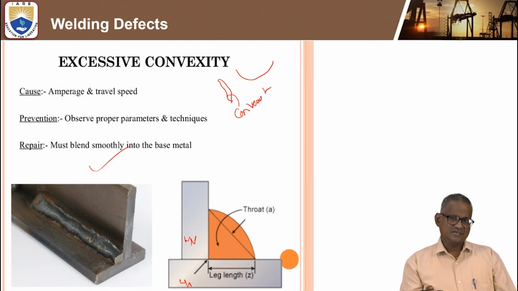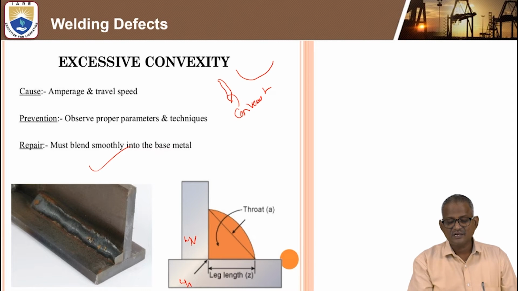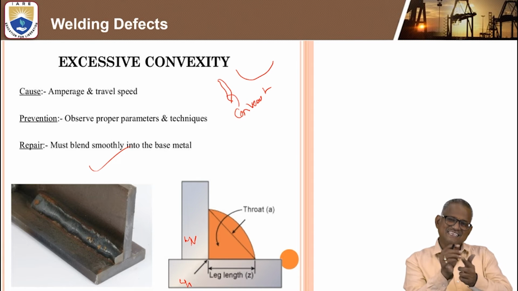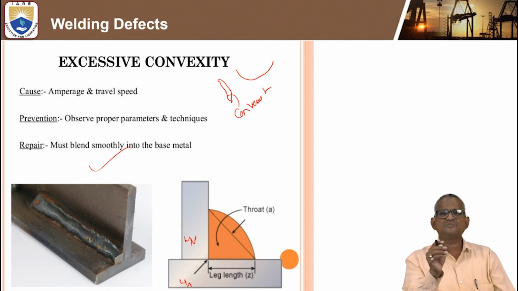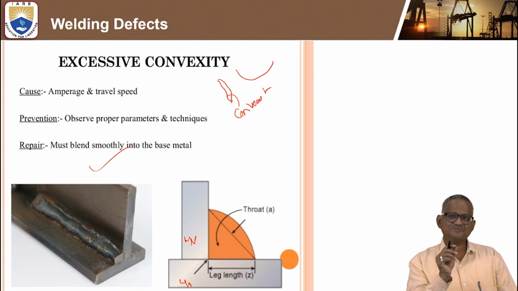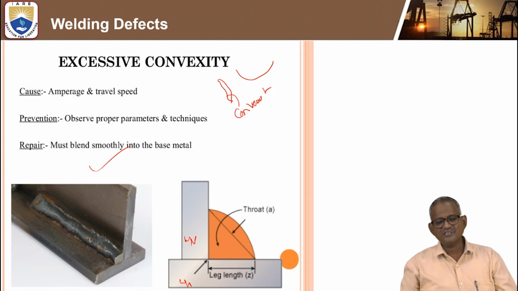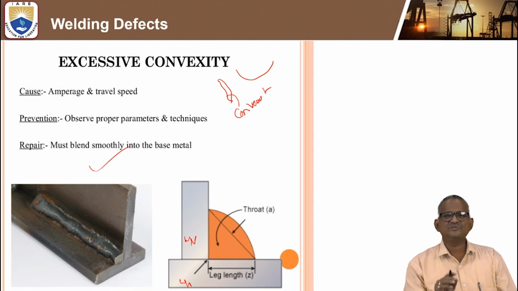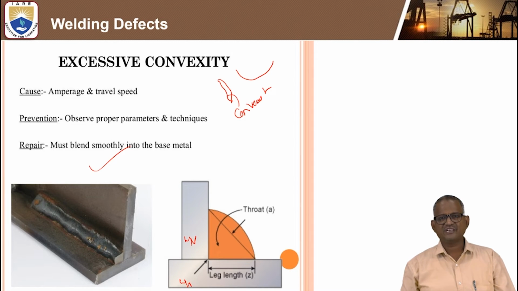So obviously the remedy is that it must blend smoothly into the base metal. So there will be base and filler, and both will be mixed together at the exact temperature. Then only can you obtain a good quality weld. This defect, especially excessive convexity, occurs due to amperage and travel speed. So you should maintain the proper speed. Then only can you eliminate this type of welding defect. Okay, I hope you understand this defect clearly.